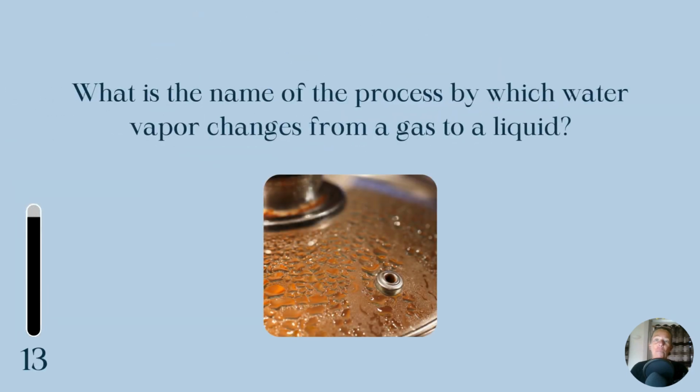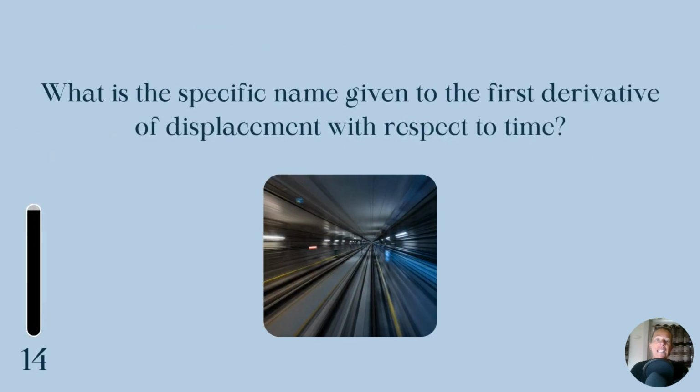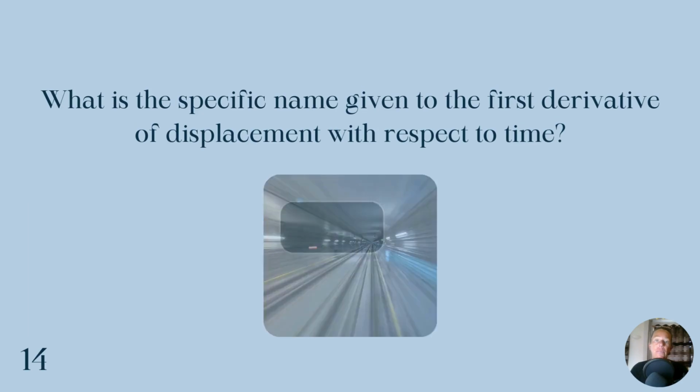What is the name of the process by which water vapour changes from gas to a liquid? Condensation. What is the specific name given to the first derivative of displacement with respect to time? Velocity.